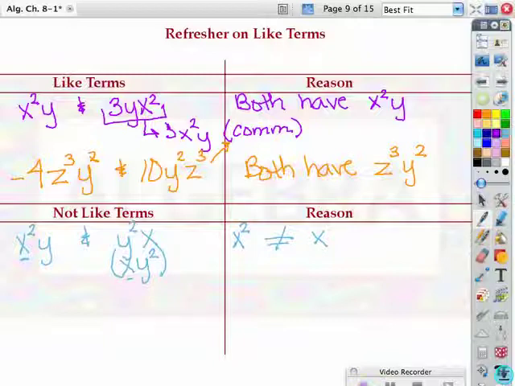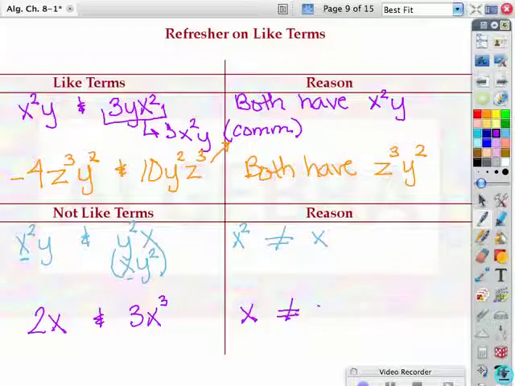And another example could be something like 2x and 3x to the third. X is not the same as x to the third. Okay, these are not the same thing. So we can't add or subtract anything in this column here from one another because you can't combine them if they don't look exactly identical like they do in this column.